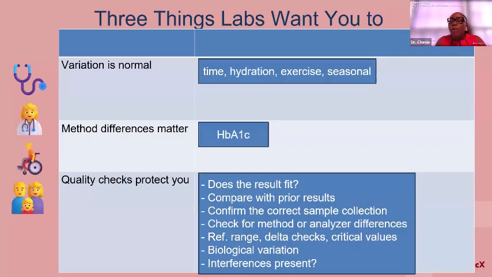You need to confirm that the correct sample was collected. You need to check for methods and analyzer differences, like I told you about A1C and turmeric. And it's only one of the 5 methods that turmeric would affect because of the wavelength that that method measures compared to turmeric. Also, you need to check the reference ranges.